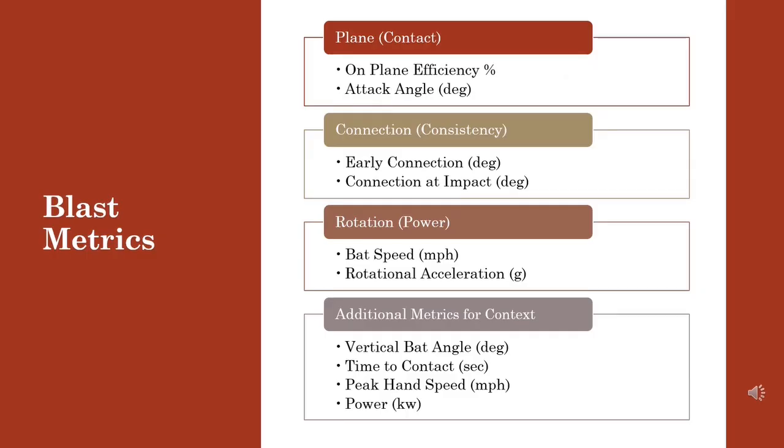Plane, which is comprised of on-plane efficiency percentage and the attack angle. Connection, which is comprised of early connection and connection at impact. And then rotation, which is about your bat speed and your rotational acceleration. The other 4 metrics at the bottom, Blast refers to as metrics for context. They can be helpful if you're trying to track something additional down, but the first 6 really are where we spend the vast majority of our time. So let's go over each individually.